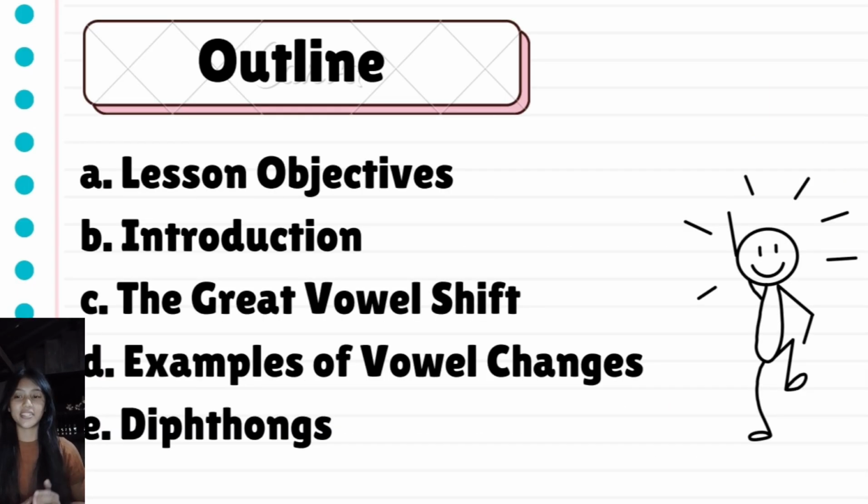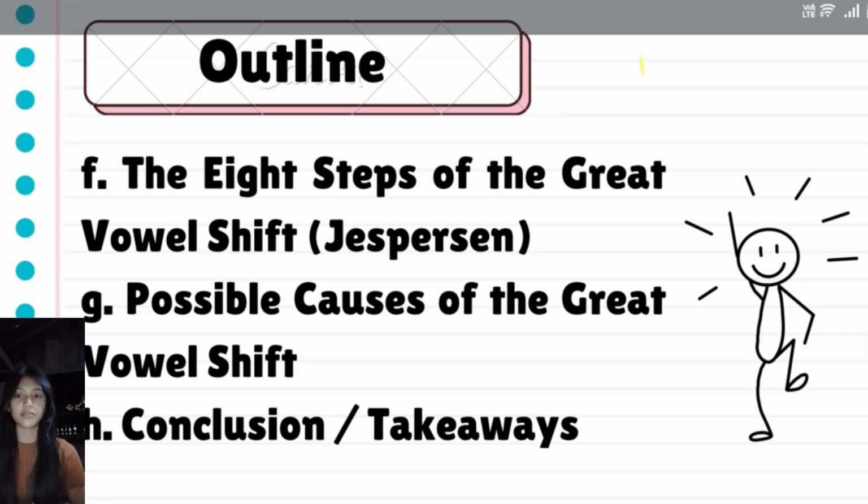So this is our discussion outline. The first one is lesson objectives. The second one is introduction, the Great Vowel Shift, examples of vowel changes, diphthongs, and the 8 steps of the Great Vowel Shift, the possible causes of the Great Vowel Shift, and conclusion or takeaways.